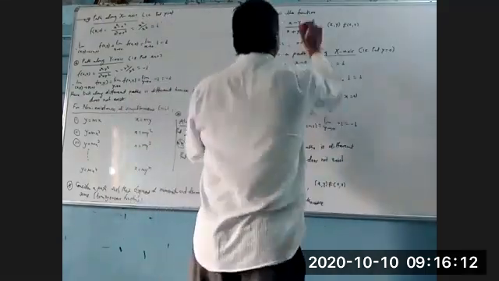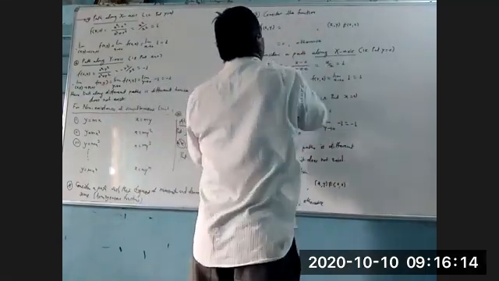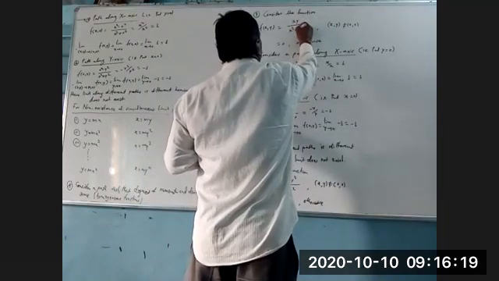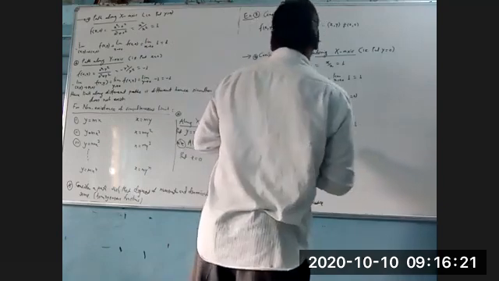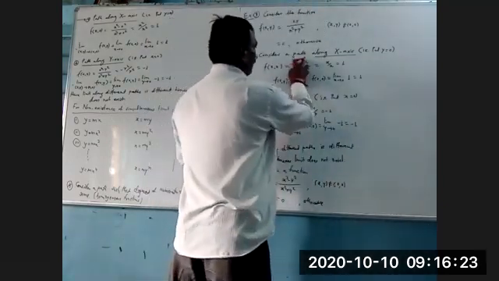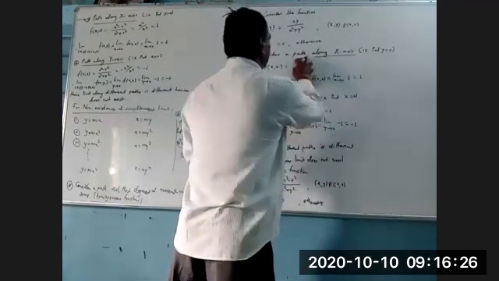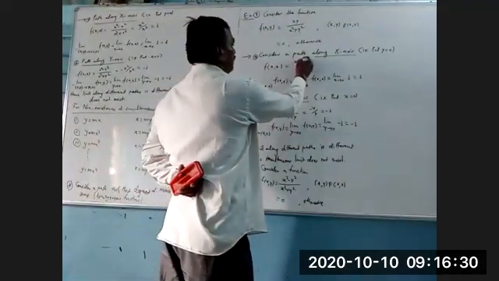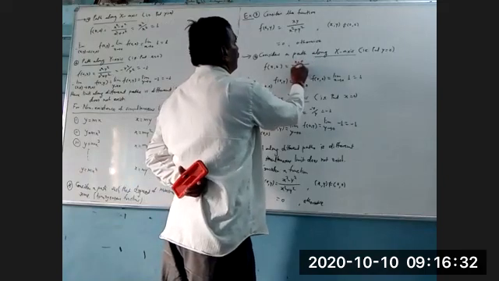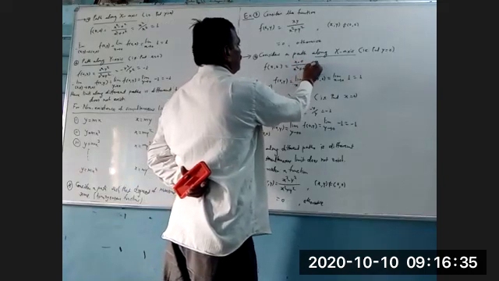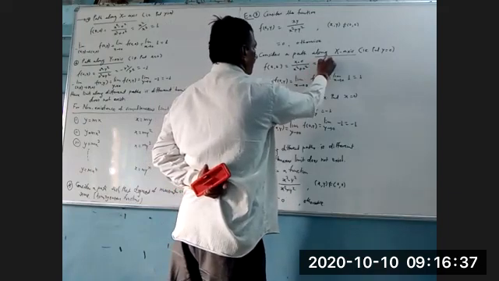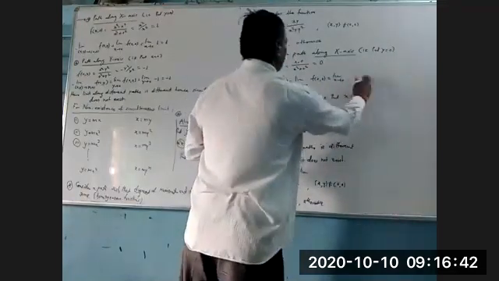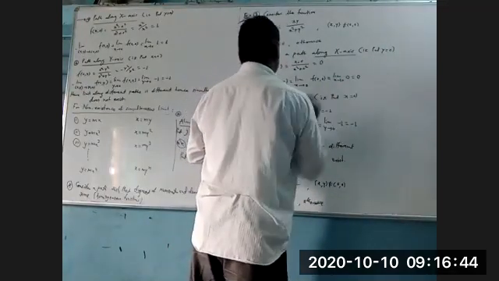Consider the function f(x, y) = xy upon x square plus y square. Then, the limit along the x-axis, that is, you have to keep y as 0. That means x into 0 upon x square plus 0 square. Therefore, it will be 0, and this function has the limit value 0.